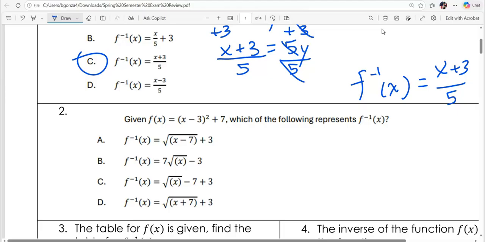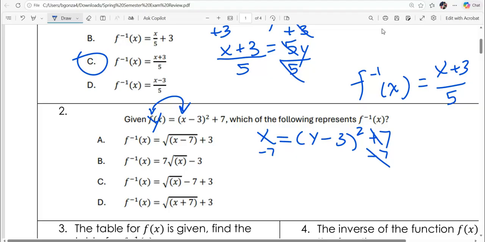Number 2, same thing. Okay, so f of x is y, switch x and y. x equals y minus 3 squared plus 7. Solving for y, I have to get rid of 3 things. The first thing is the lower one. The opposite of plus 7 is minus 7. x minus 7 is x minus 7. Now, how do you get rid of a square? Square root. Square root the whole way.